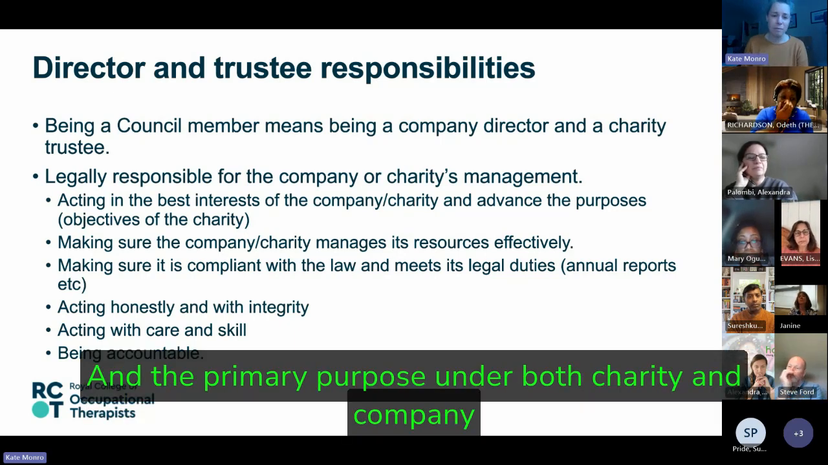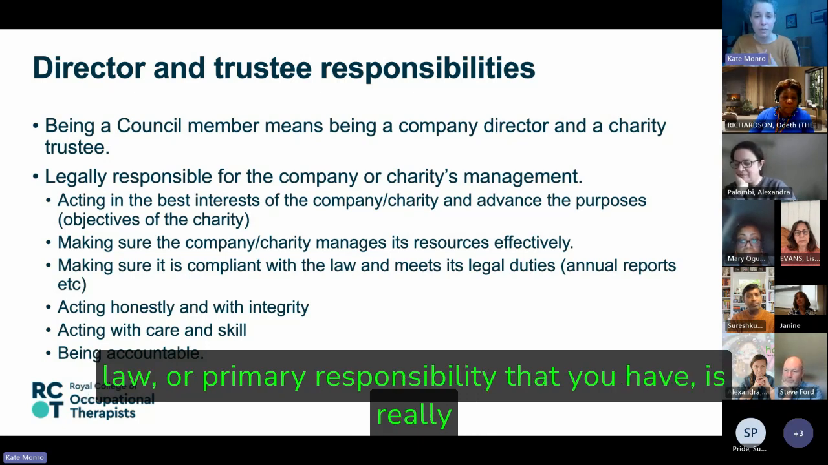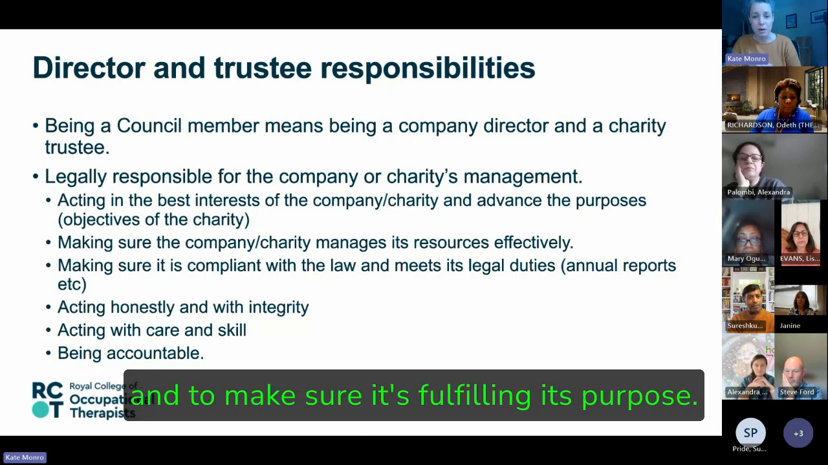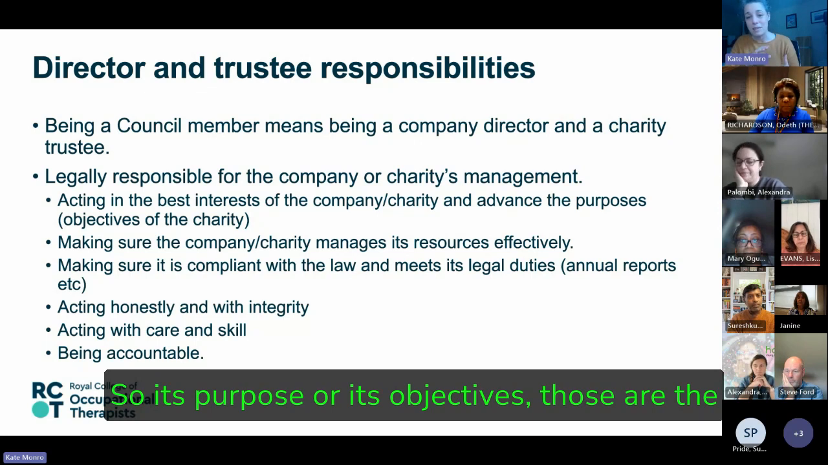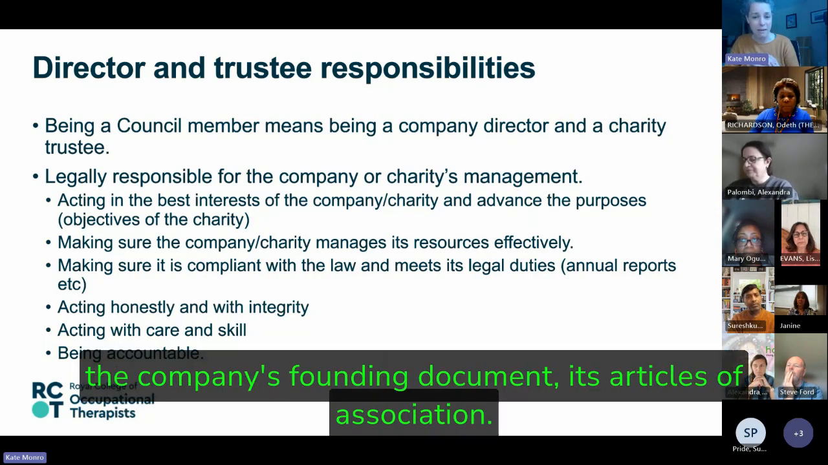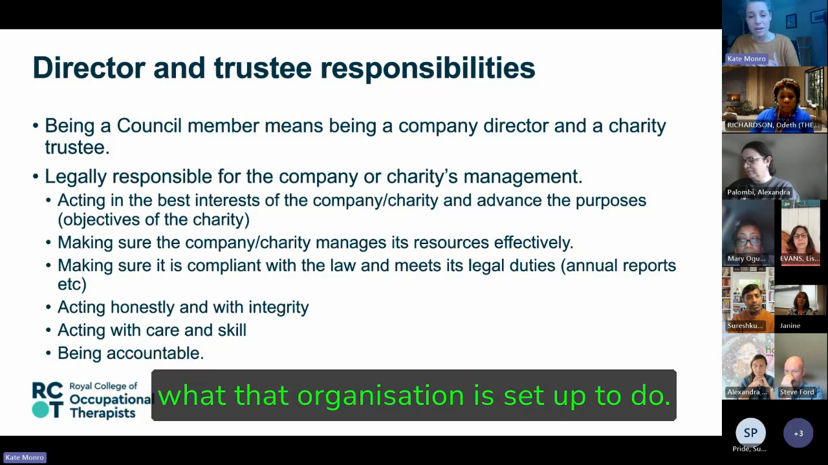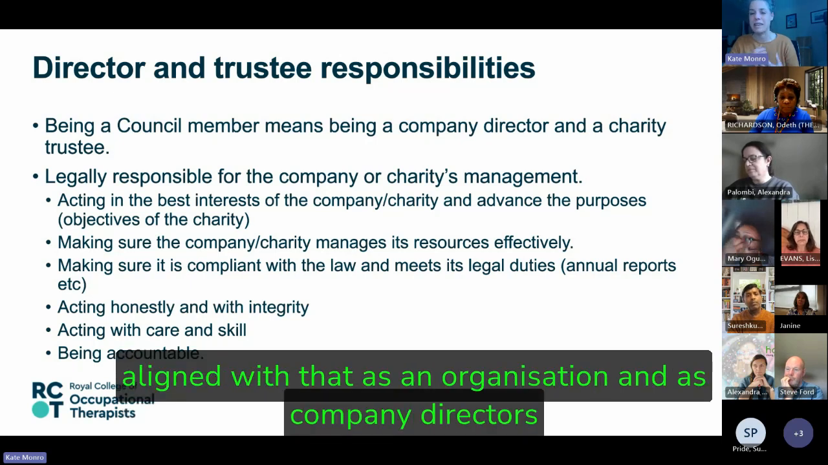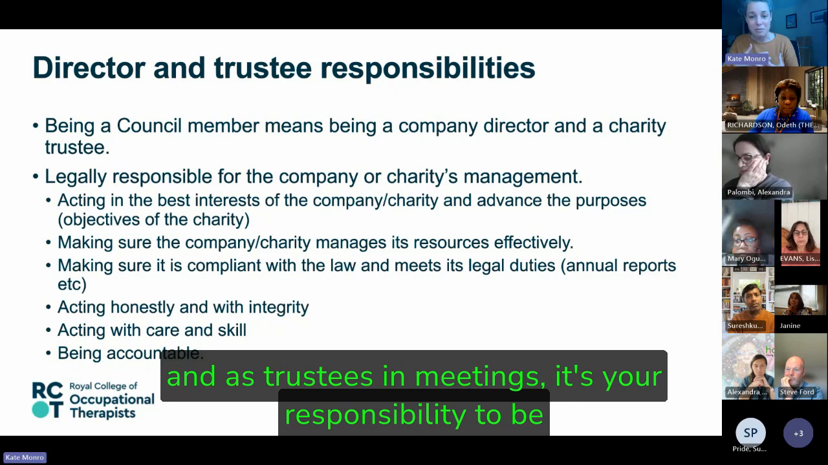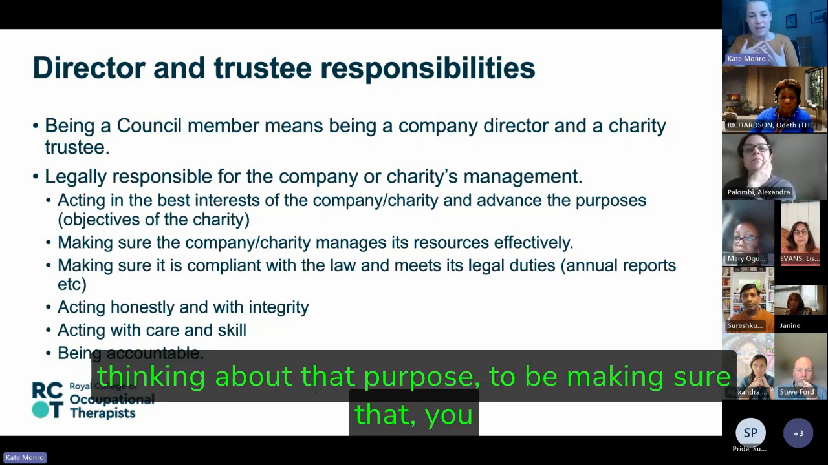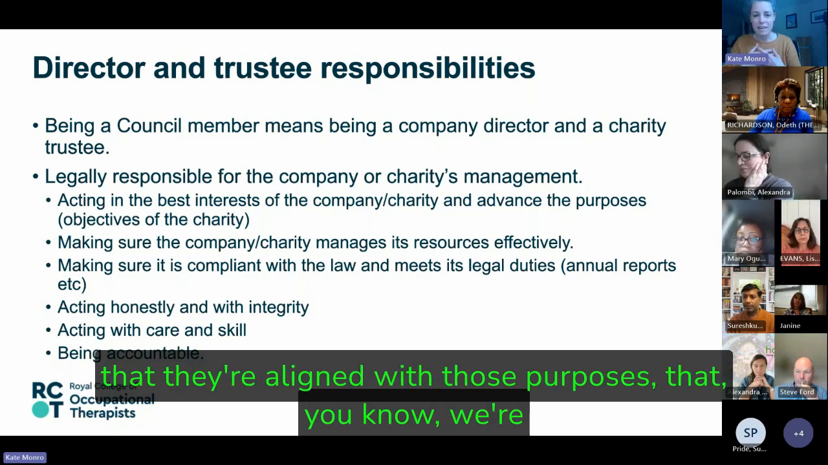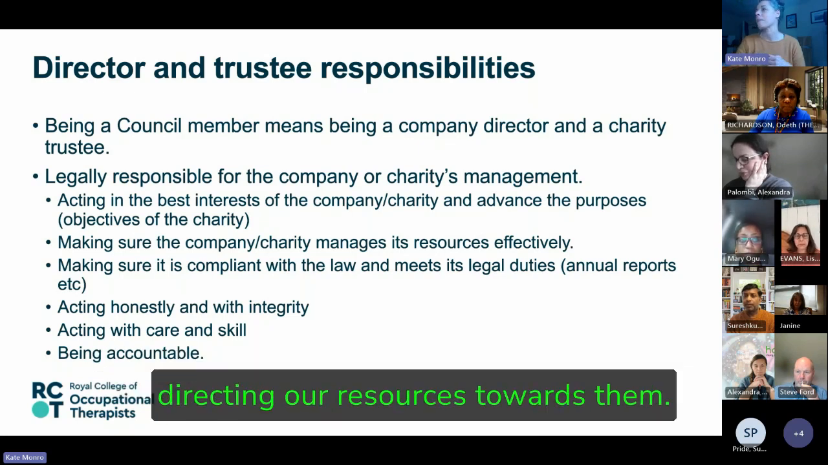And the primary purpose under both charity and company law, or primary responsibility that you have, is really to act in the best interests of the organisation and to make sure it's fulfilling its purpose. So its purpose or its objectives, those are the things that are set out in the charity or the company's founding document, its Articles of Association. And at the beginning of that document, it describes what that organisation is set up to do. So our vision and our values are all aligned with that as an organisation and as company directors and as trustees in meetings. It's your responsibility to be thinking about that purpose, to be making sure that our strategy, our big programs of work, are aligned with those purposes, that we're directing our resources towards them.